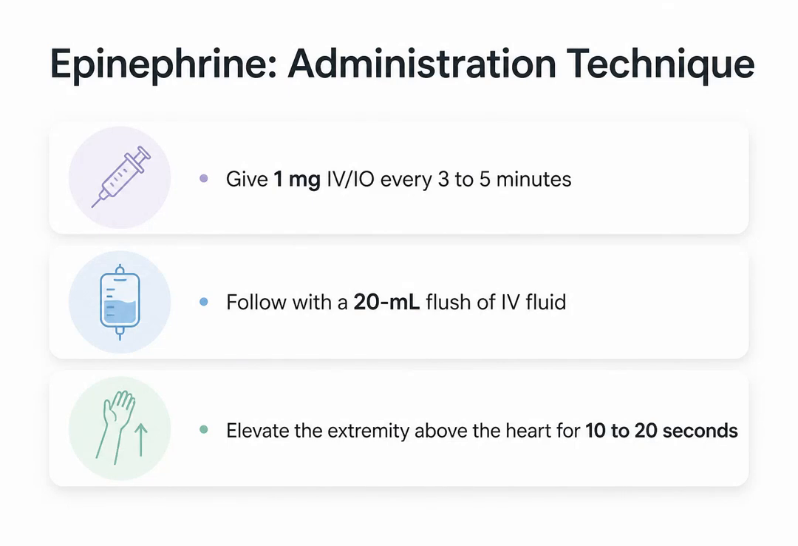When administering epinephrine peripherally, technique matters. After pushing the 1 milligram dose, you must follow it immediately with a 20 milliliter flush of IV fluid. Then, elevate the extremity above the level of the patient's heart for 10 to 20 seconds. This ensures the drug is rapidly pushed into the central circulation, where it can actually do its job.